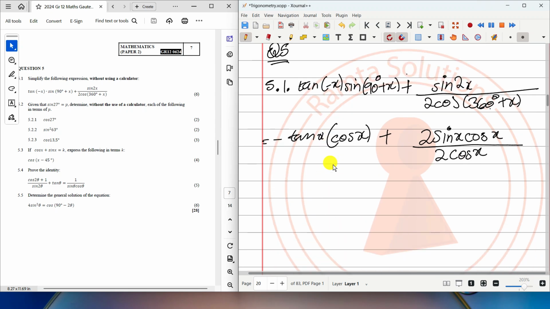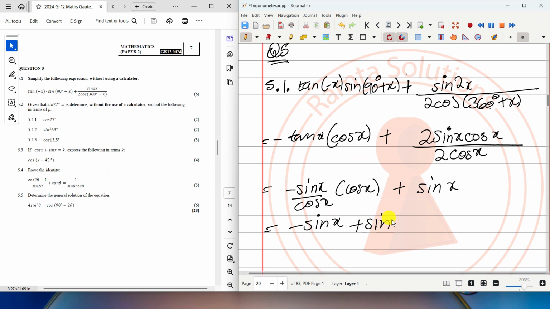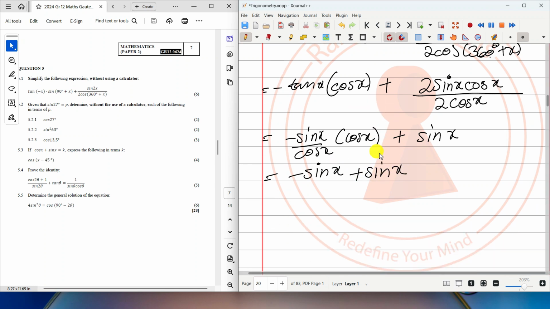Now, your tangent, we know that its identity is sine over cosine. So sine x over cos x multiplied by cos x plus, what do we have here? 2 cos x is cancelling with the 2 cos x. We are left with sine x. Then here, cos x cancels with cos x. We are left with sine x. And then this is negative sine x plus sine x. This is equal to 0. Okay, perfect.